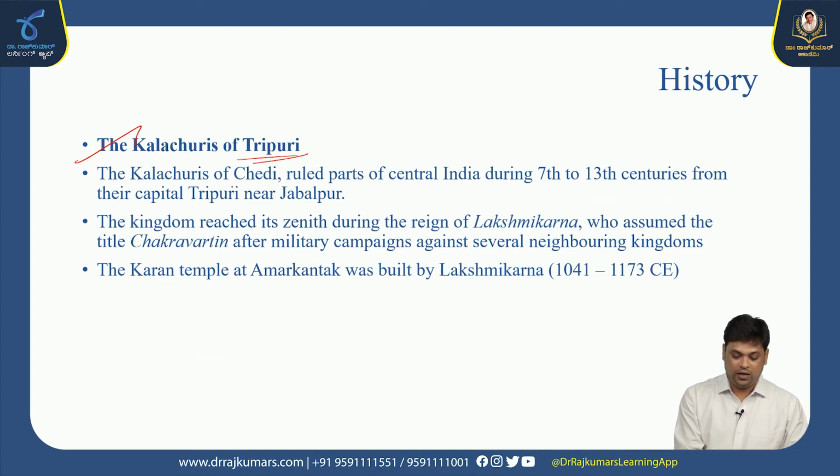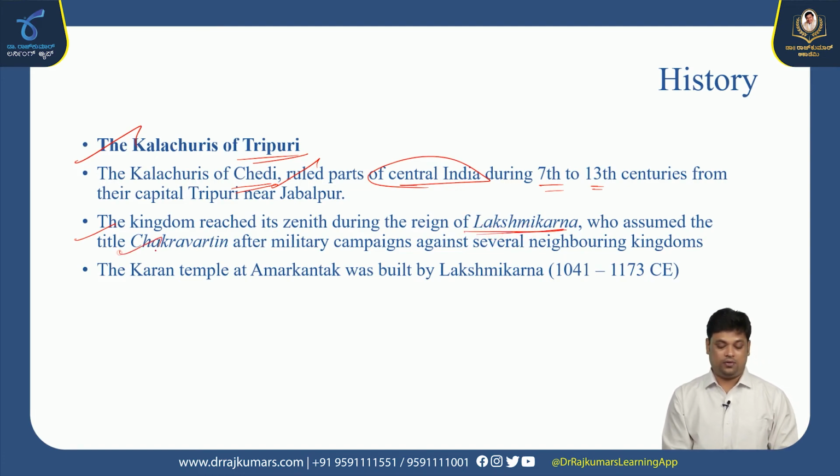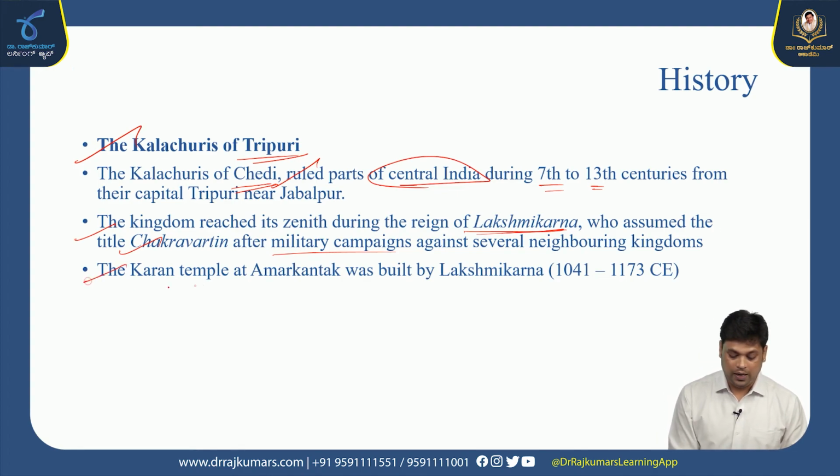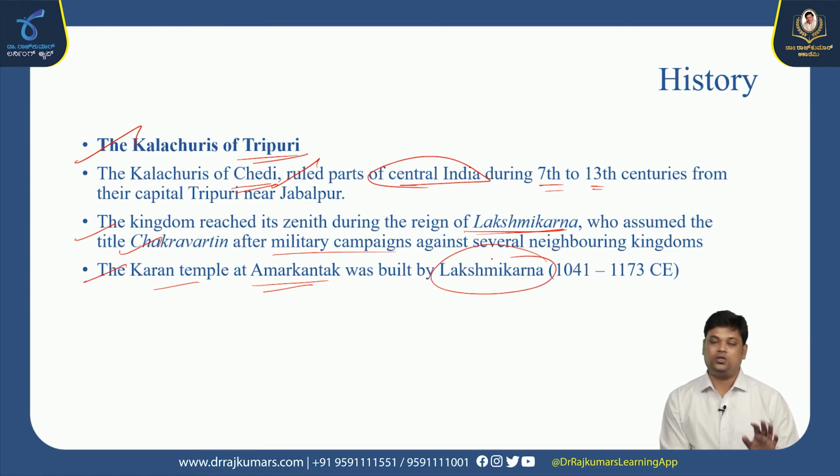Next, Kalachuris of Tripuri. The Kalachuris of Chedi ruled part of central India between the 7th and 13th century. The kingdom reached its zenith in the reign of Lakshmi Karna, who assumed the title Chakravartin after his military campaigns. Chakravartin is the title adopted by a king when he conquers a large amount of land. The current temple at Amarkantak was built by Lakshmi Karna. So here you just need to know this information about the Kalachuris.